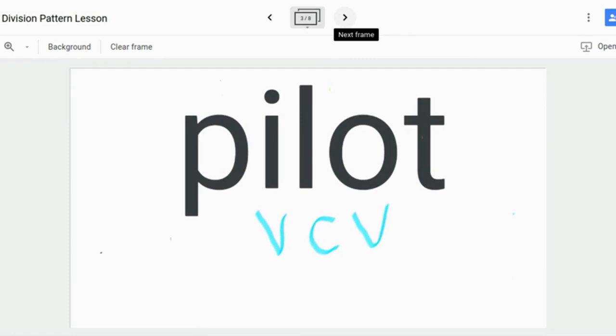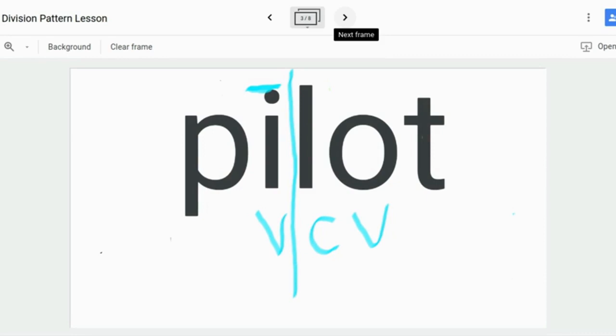Now, in a VCV word, you can either divide before or after the consonant. And depending on where you divide the word, it changes the vowel sound. So in this particular word, we're going to divide before the consonant. In the first syllable, we have an open syllable. That means this makes a long sound. So for this word, we would say pilot, pilot.